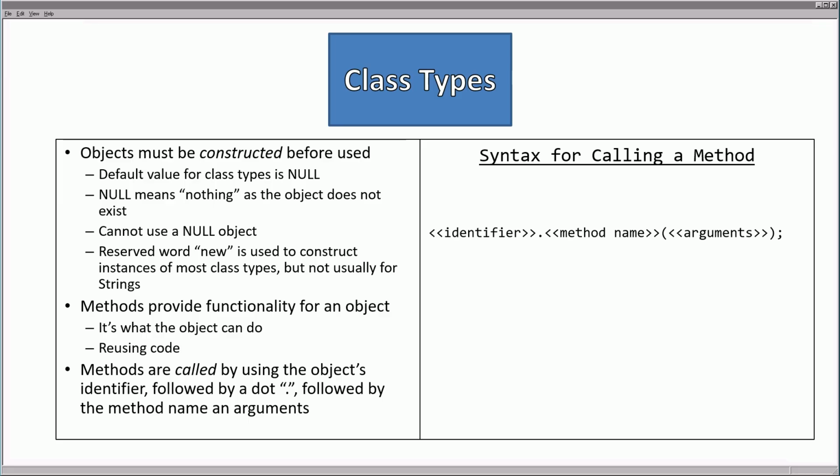Now, whenever we're calling methods, what we're doing is reusing code. A method has functional code written in it. When we call a method, what we're doing is running that code. The way that we can call these methods is by using the identifier, the dot, followed by the method name and the arguments, and we can see that syntax over here.